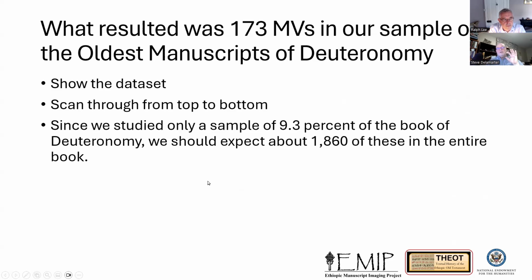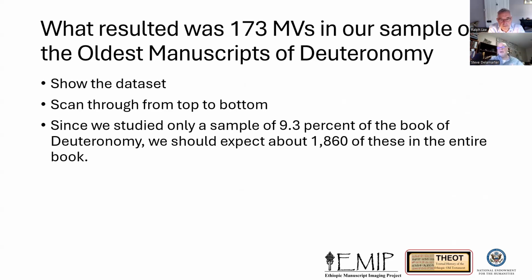And our sample is comprised only of 9.3% of the book of Deuteronomy. We found 173 in 9.3, and you do the cross multiply divide thing, and that suggests that there are going to be somewhere around 1,860 of these phenomena of minority variants in the ETH1 period. Now, you just got to stop and say, that's huge.